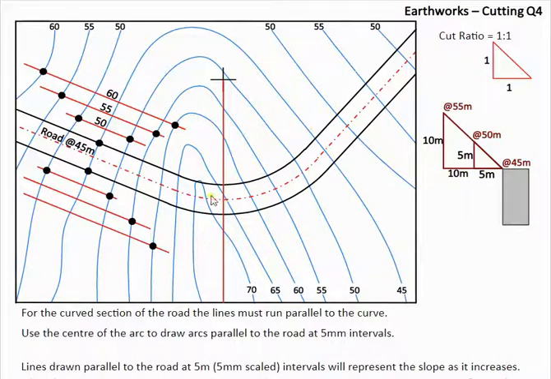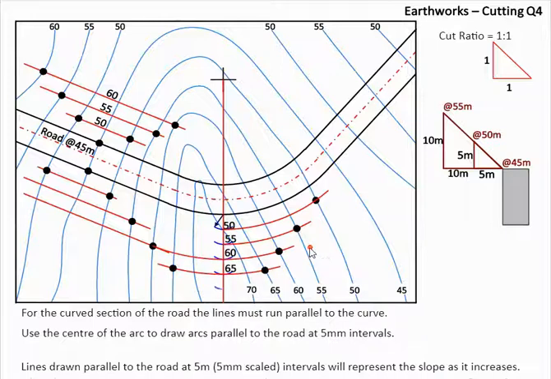Then if we want to do the curved piece here, it's really no more difficult. All we're going to do is set up a line using the center point for the curve, and the edge of the road is 45. So we measure out our 5 meter interval and swing an arc of 50 here. This will cut into the 50 contour line. Then do the next one, 55, swing it until it cuts into the 55, and so on with 60. And that's how we deal with the curve on the road at the bottom.